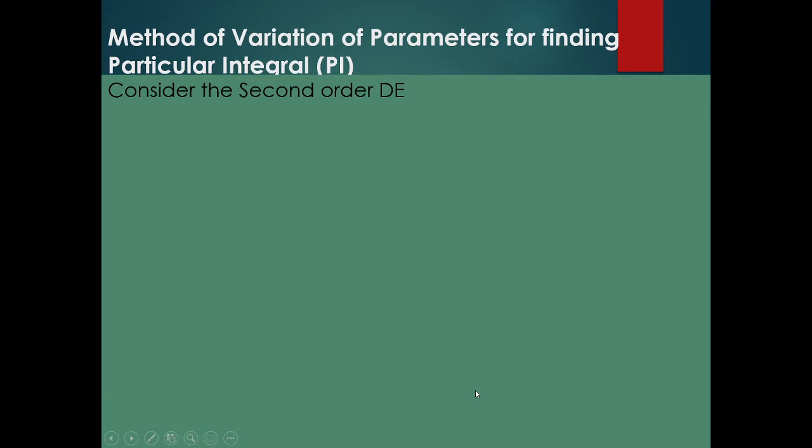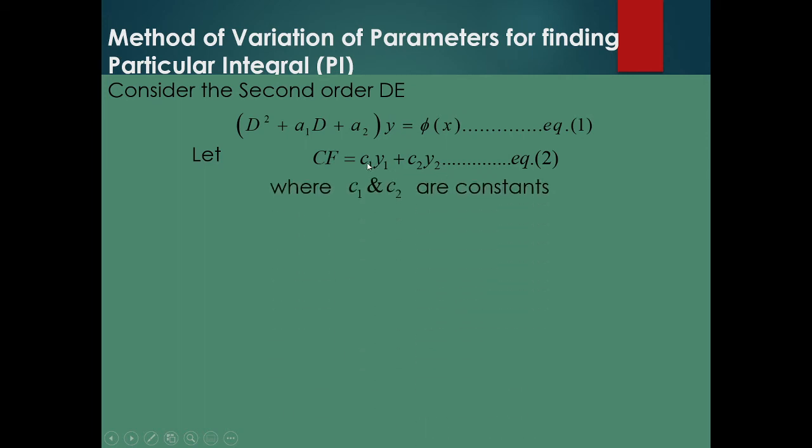Now particular integral. This variation of parameters method for finding particular integral is applicable only for second order differential equation. Therefore, we consider a second order differential equation. Here, CF is C1 y1 plus C2 y2, where C1 and C2 are the constant values and y1 and y2 are the functions of x.